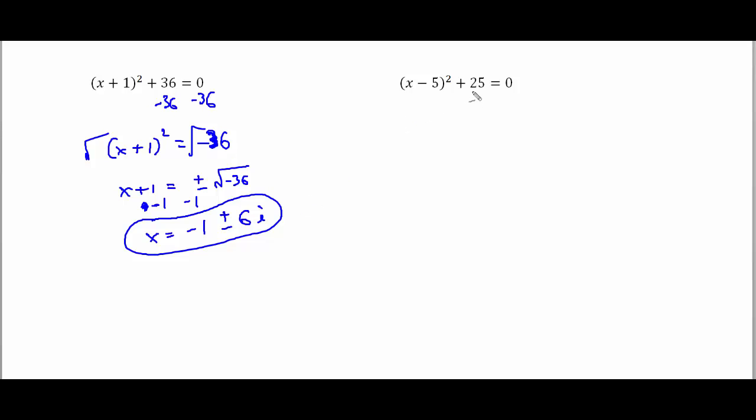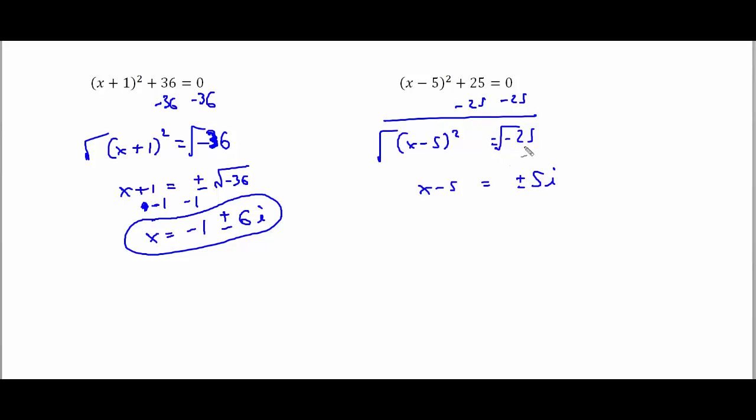One more answer, same kind of pattern. Subtract the 25 from both sides, and this is so much better than foiling this out and using the quadratic formula. And that gives me x minus 5 quantity squared is equal to negative 25. I'm going to take the square root of both sides, and so this gives me x minus 5. And I'm going to work faster here. This is going to give me plus or minus 5i.